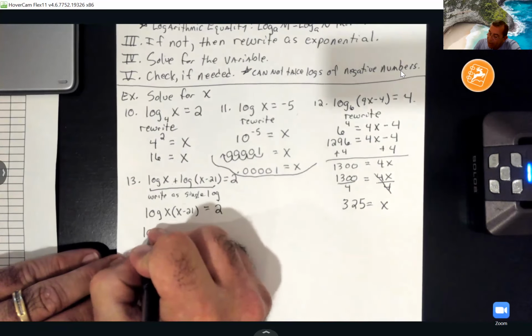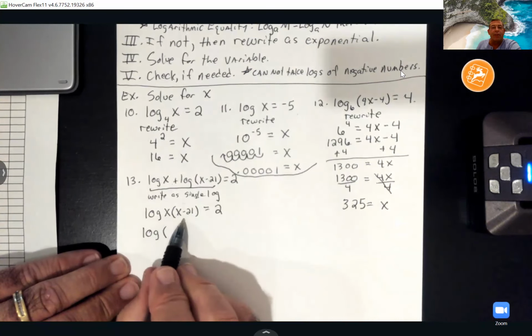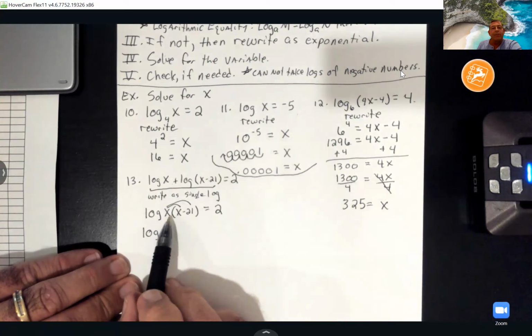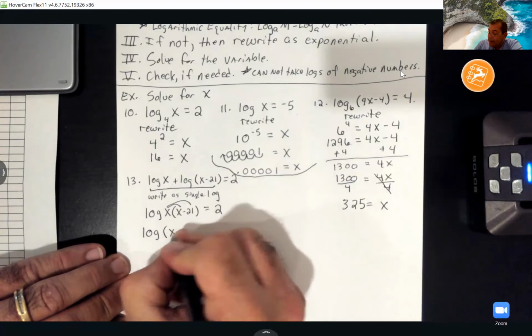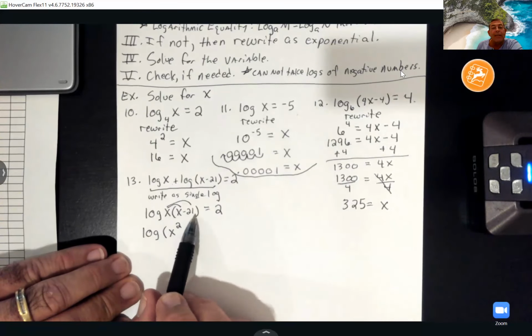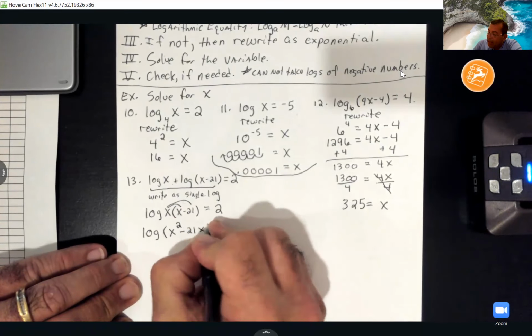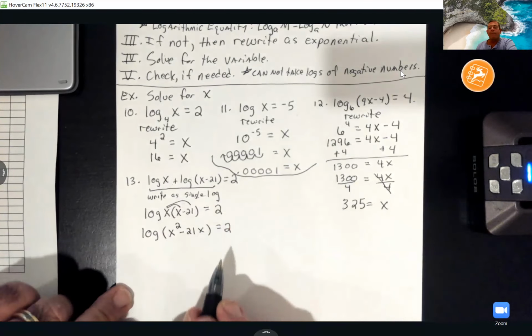Now, I'm going to go one step further, and I'm going to get rid of these parentheses by distributing that x. So we got an x times x, which is going to give y'all x squared. And then you got x times negative 21, which gives you negative 21x. All this equal to 2.